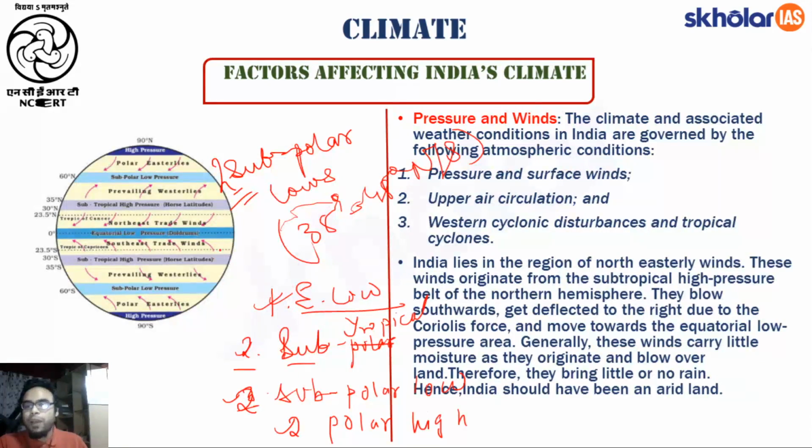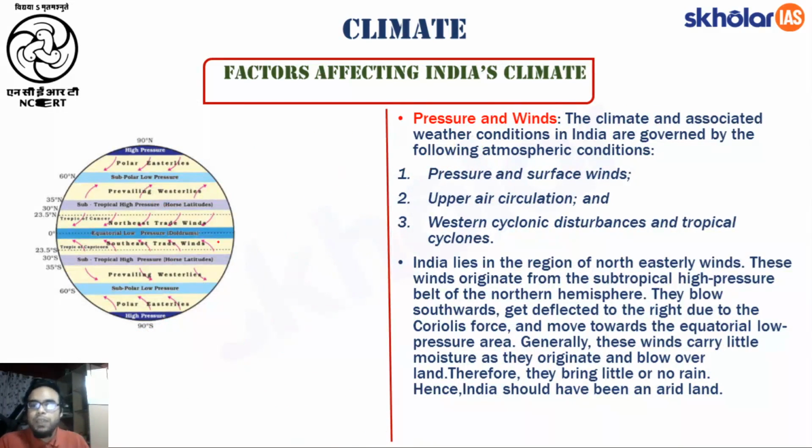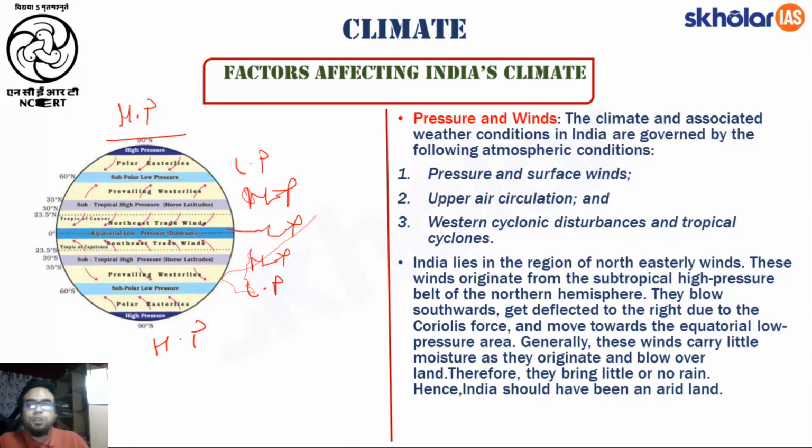So, in total, we have 7 pressure belts, right? Let us do a quick recap of this. At the equator, we have low pressure. This will be followed by high pressure here, then again alternately we will have low pressure here, then again high pressure here, then here too we will have low pressure, and here high pressure. Understood? So, these are the 7 pressure belts that we see. Alright.